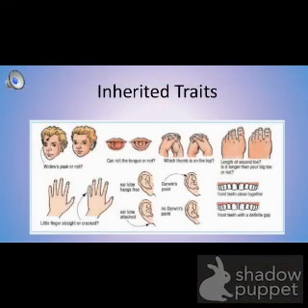Traits get passed down from one generation to the next by genes. Traits are characteristics that an organism can pass on to its offspring. People inherit these traits from their parents. The picture shows many examples of traits you can inherit from your parents.